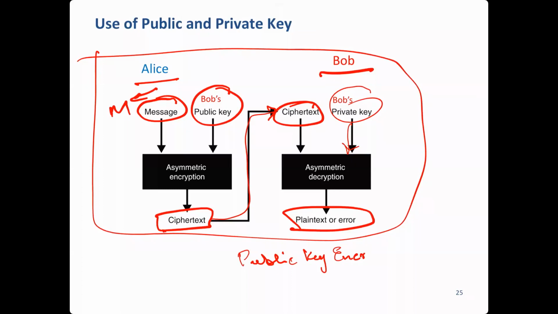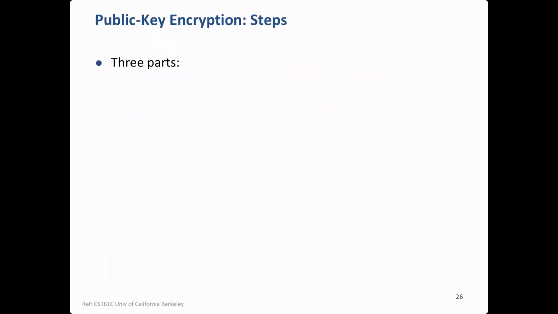Here, anybody, it could be Alice or it could be David or whatever, as long as he knows Bob's public key, can encrypt his message using Bob's public key and send it to Bob, and Bob can decrypt it with his private key.